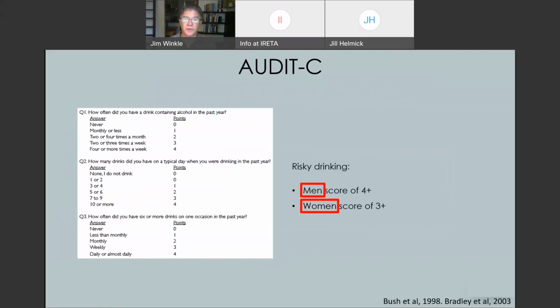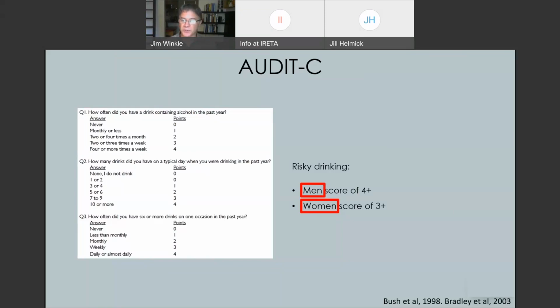Another brief screening tool is the audit C. It's 3 questions. The audit C, the C stands for consumption because the first 3 questions of the audit measure or ask about alcohol consumption. That's why it's called the audit C. It's a brief tool that even has validity, not just for identifying risky drinking, but possibly disordered consequences too.